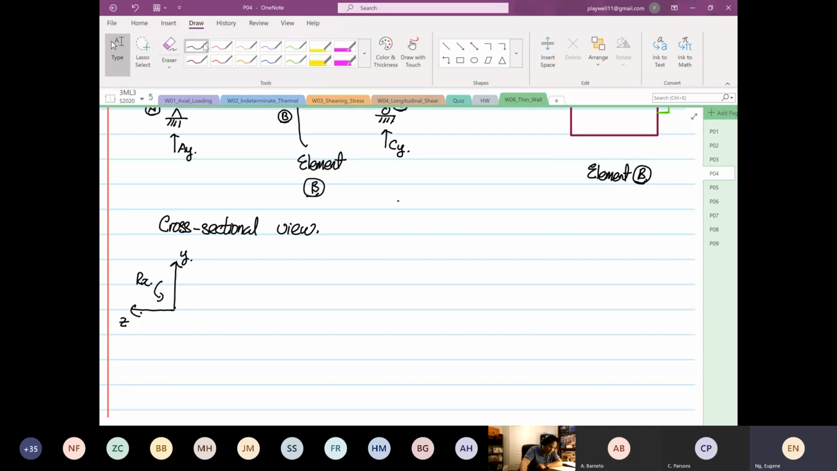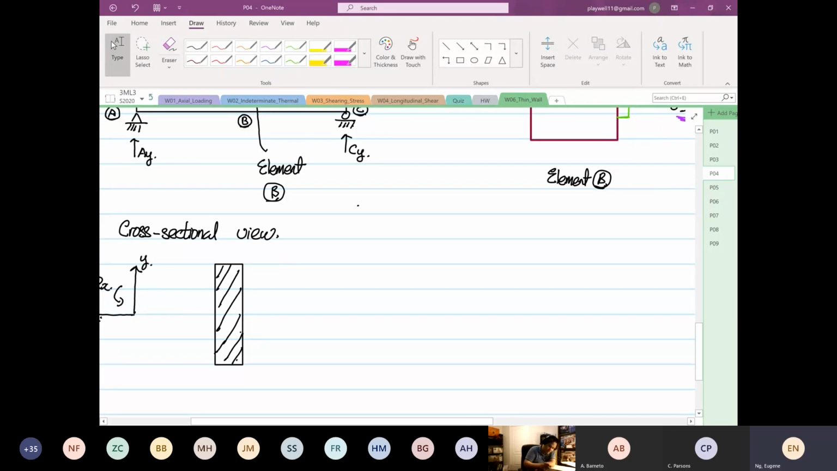Okay. So now we are looking at a cross-section view. So in our cross-section view, we see this. Okay, for example, we see this, right? So this is our cross-section view. Then we're going to draw our stress field or normal stress distribution. Okay. So this is a new diagram. I think most of you have not seen it before, or maybe some of you have.